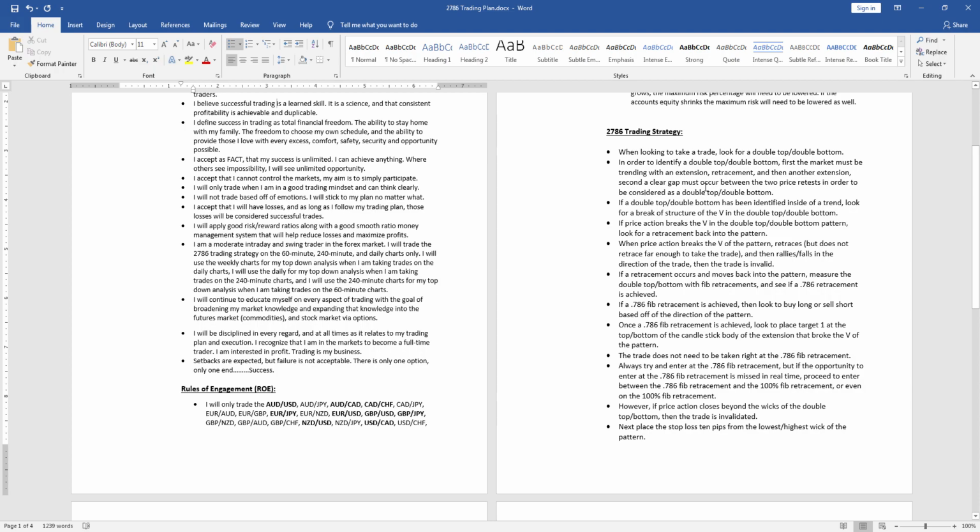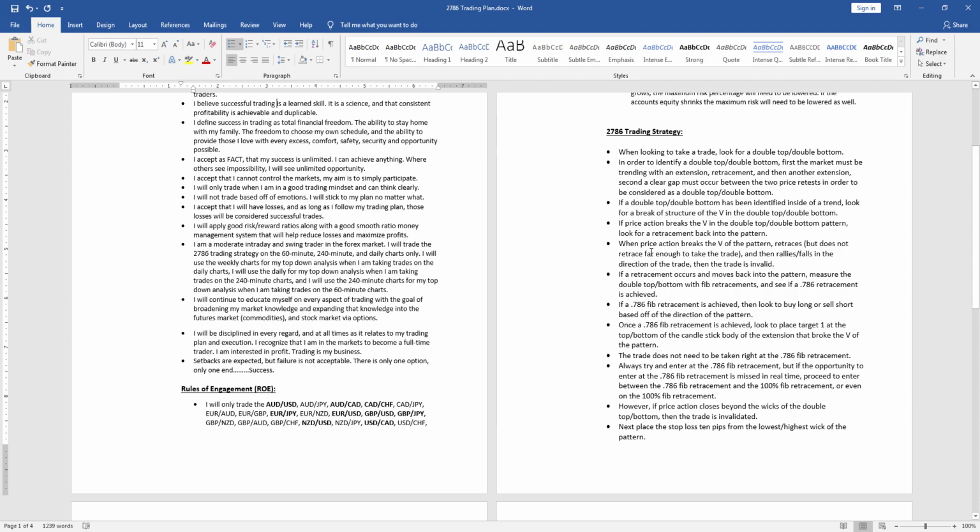Second, a clear gap must occur between the two price retests in order to be considered a double top, double bottom. Okay, again, a double top looks like an M, a double bottom looks like a W, and basically, again, we will go into that when we jump into the charts, but you just kind of stick with me here.